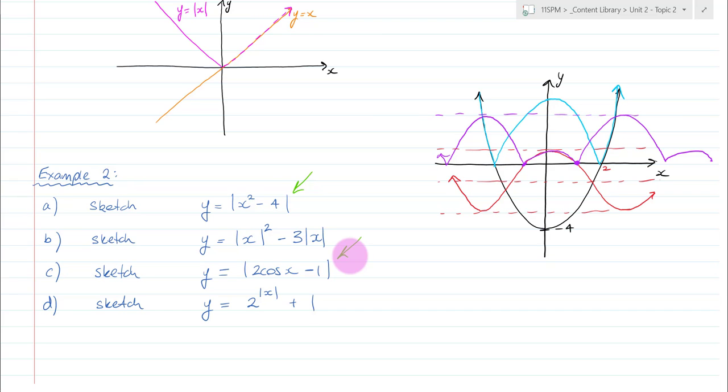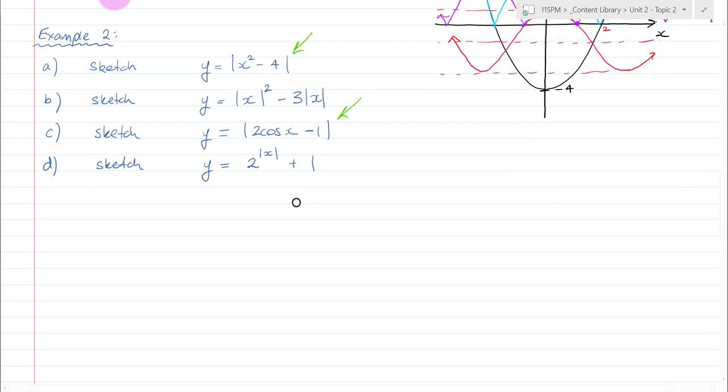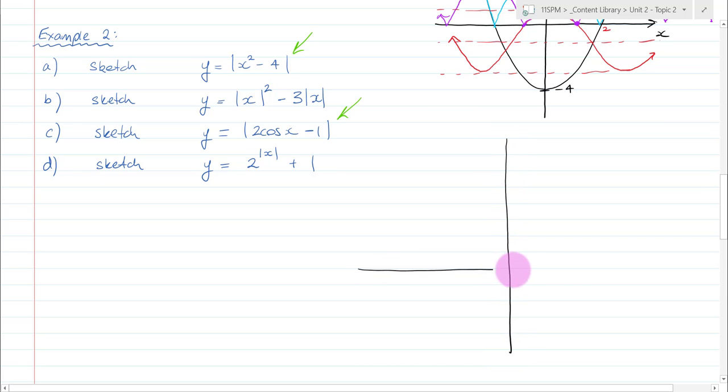Okay, so I'm going to sketch this other function. So in B, let's take B for example to start with. In B, the absolute value of x is either x if x is greater than 0, or the absolute value of x is negative x if x is less than 0. So what I'm going to do is split this set of axes into two parts. I'm going to deal with the positive section first and then the negative section. Let's start with the positive section.